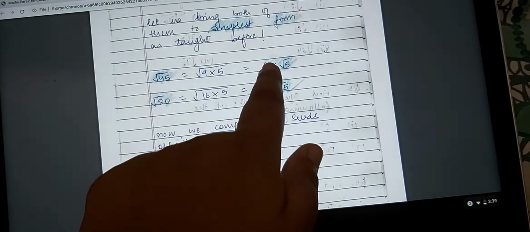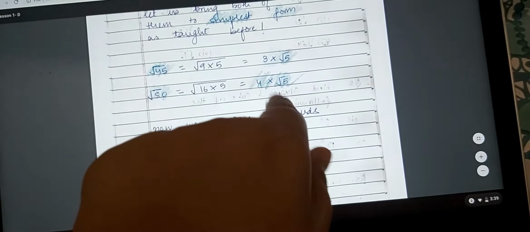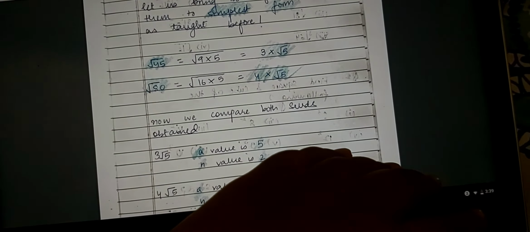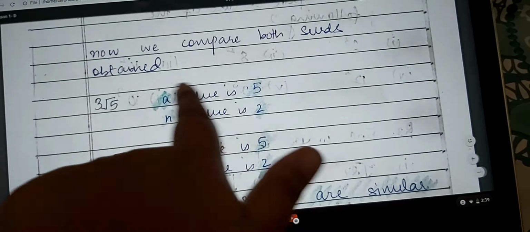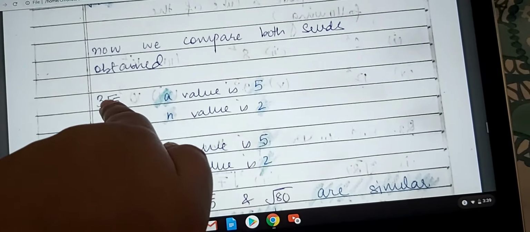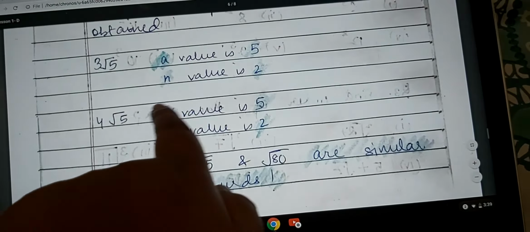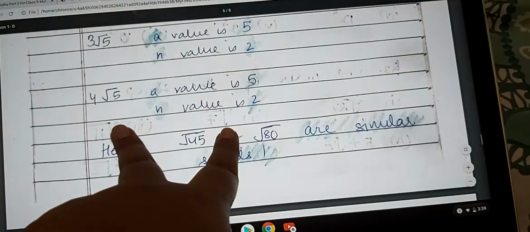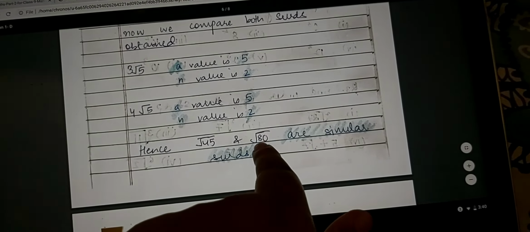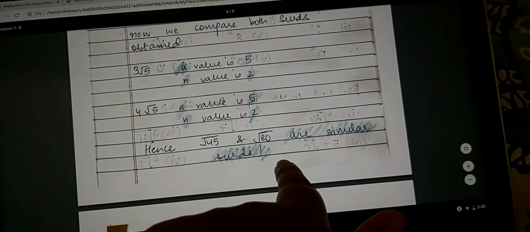Now we compare. Think about it, यहाँ पे 3 into square root 5 है, 4 into square root 5 है. So over here, ठीक है, a का वैल्यू is 5, n का वैल्यू is 2. Over here a का वैल्यू is 5, n का वैल्यू is 2. Therefore, square root 45 and square root 80 are similar surds.